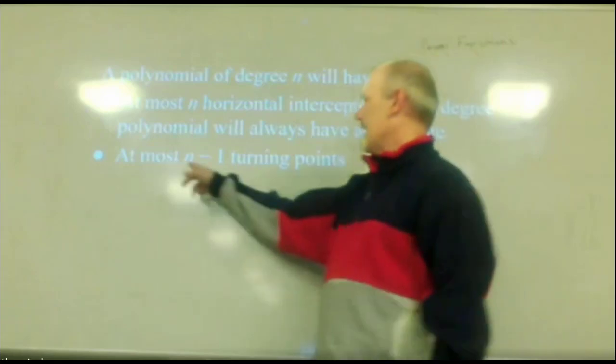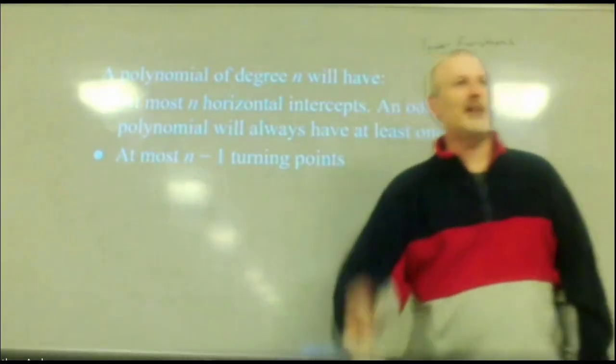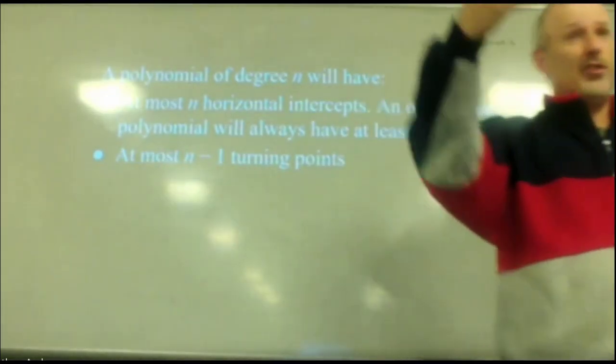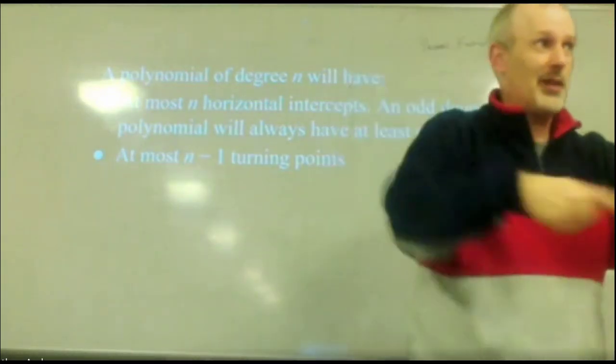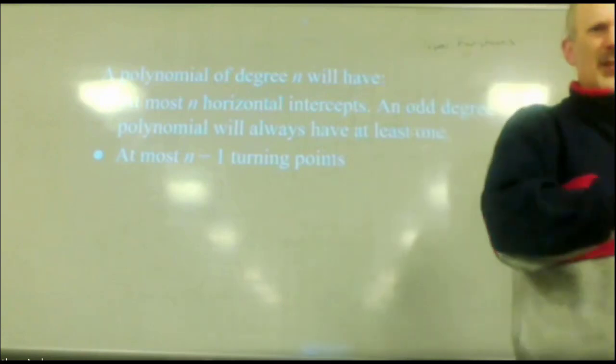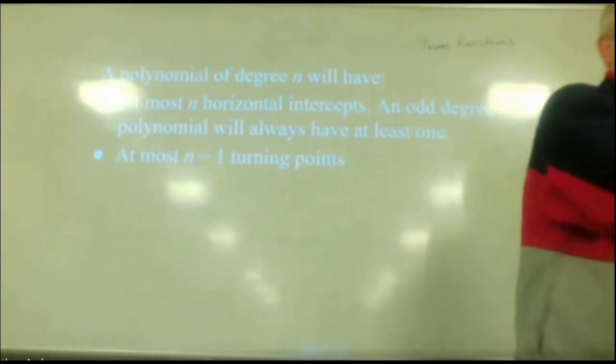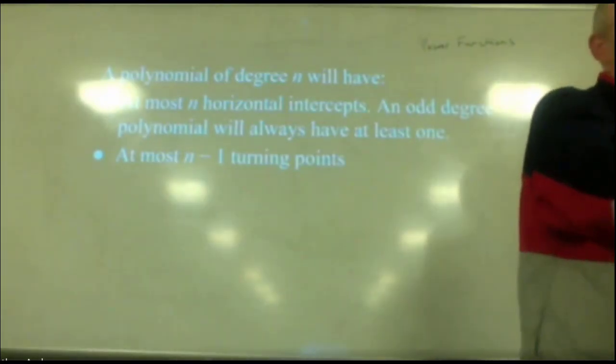And then it has at most n minus 1 turning points. So again, if my degree is 4, that means it could have up to 3 turning points. And turning points means where it stops going up and starts going down. I think we talked about increasing and decreasing a while ago, right? I think I remember right. Did we talk about increasing and decreasing?